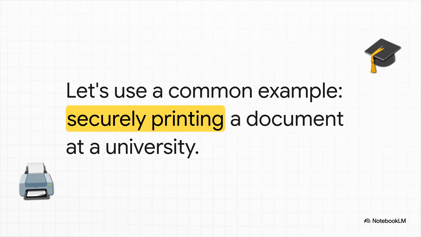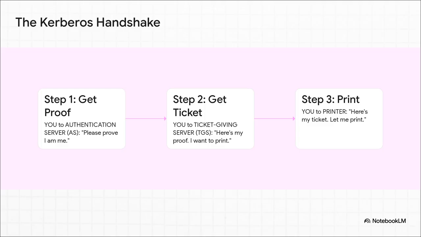So to make this really concrete, let's imagine you're at a big university and you need to print a sensitive research paper. You can't just send it to any old printer. You have to prove you are who you say you are and that you have permission to use that specific printer. This is a perfect job for our bouncer, Kerberos. It's this clever three-step dance. First, you go to the main bouncer, the authentication server, and you prove who you are with your password. In return, it gives you a master ticket.